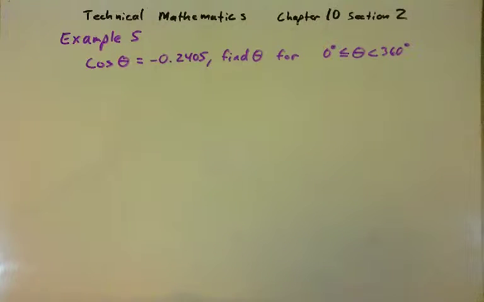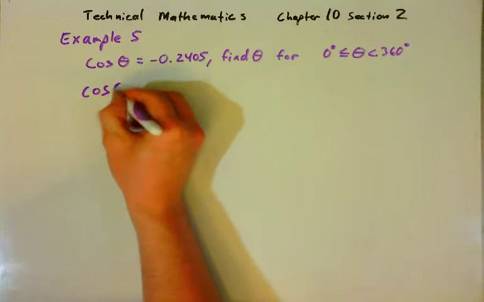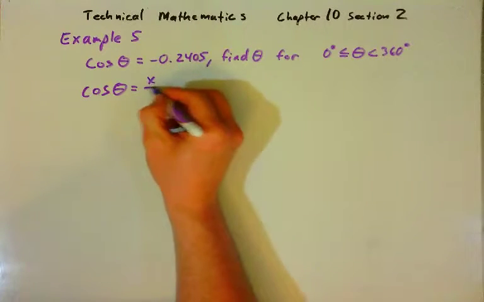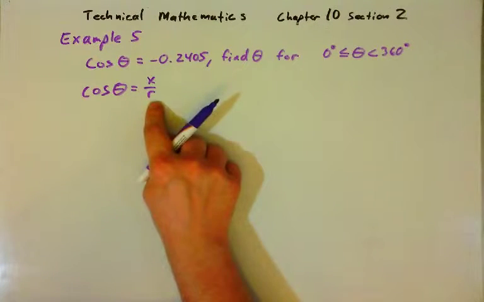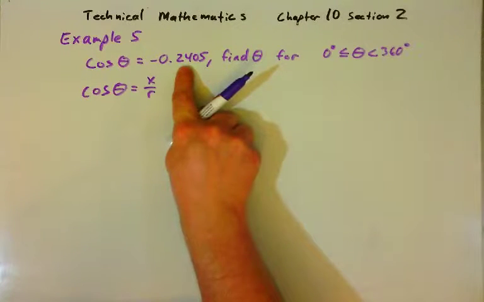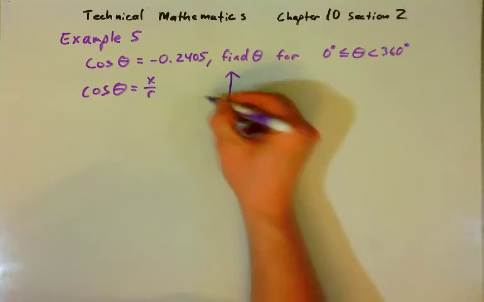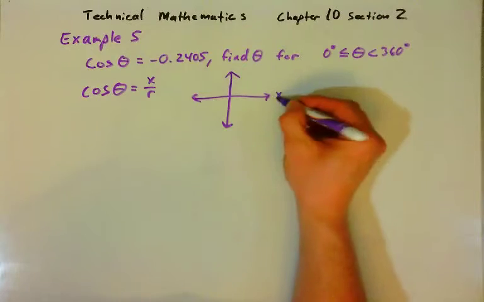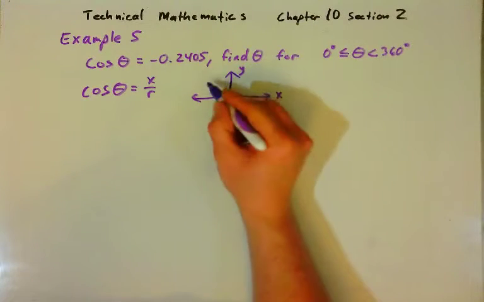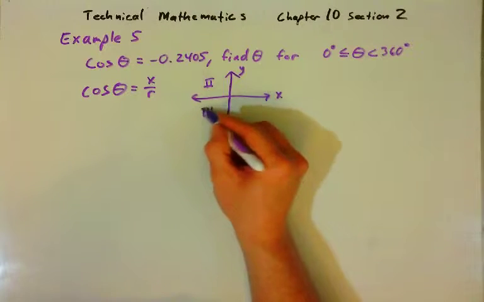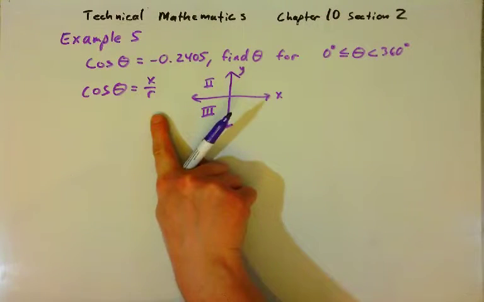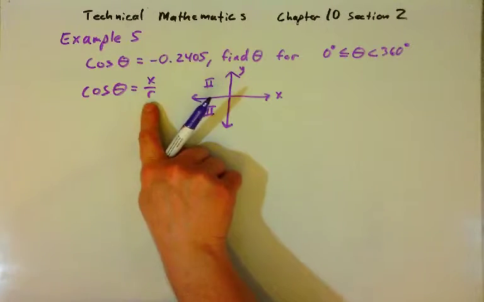This is example 5. It says the cosine of theta is equal to negative 0.2405, and find theta. Again, theta needs to be greater than or equal to 0, but less than 360 degrees. So remember that cosine of theta is equal to the x value over r. The x value must be negative to give us a negative answer because r is always positive. And so when you look at the coordinate plane, the x values are negative in the second and the third quadrant. So we know we're expecting two different answers. There's two different possible angles that give us this answer.